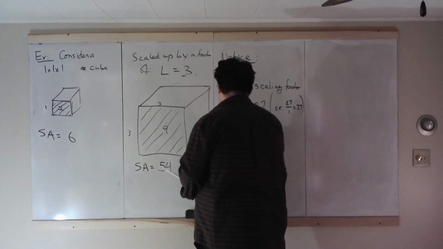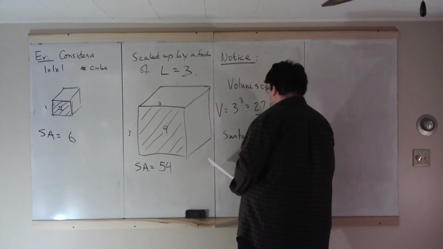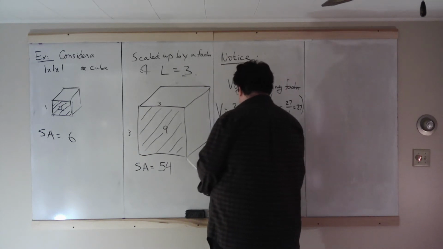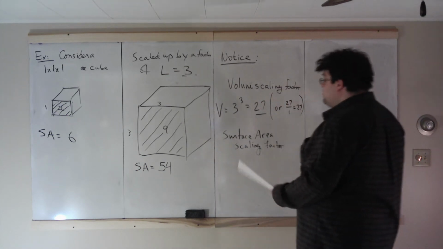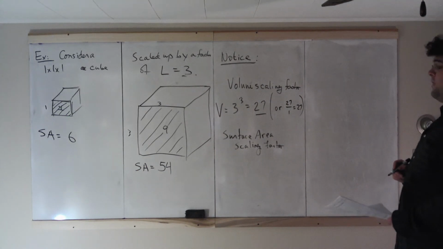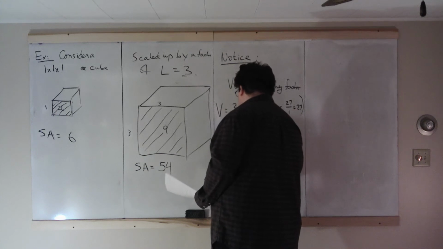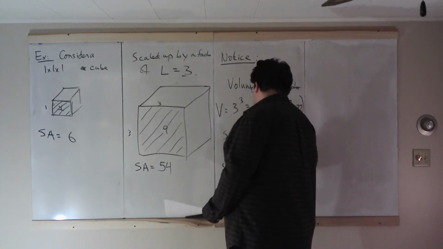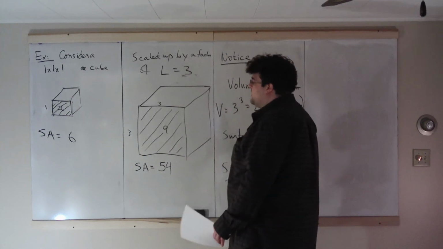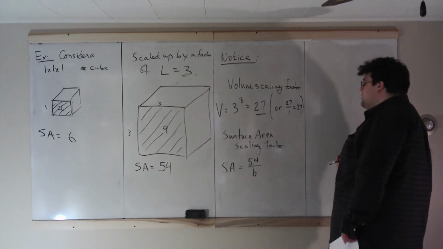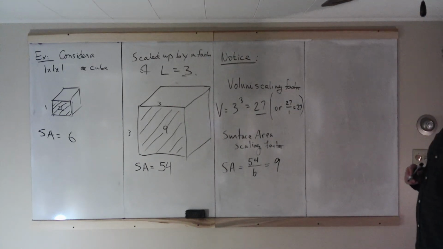What about the surface area? I'll say V equals that. Surface area scaling factor. Well, we don't have a theorem yet on surface area scaling. So all we can do is compute it directly. I'll call it SA. The larger one is 54, the smaller one is 6. You could do a parallel argument for scaling down, but let's just stick with scaling up. The surface area scales 54 over 6, which is 9.